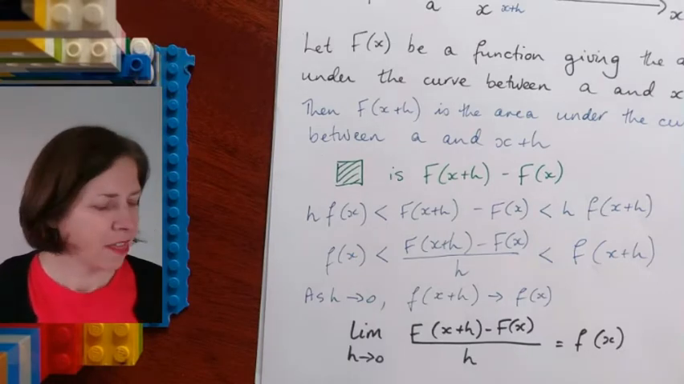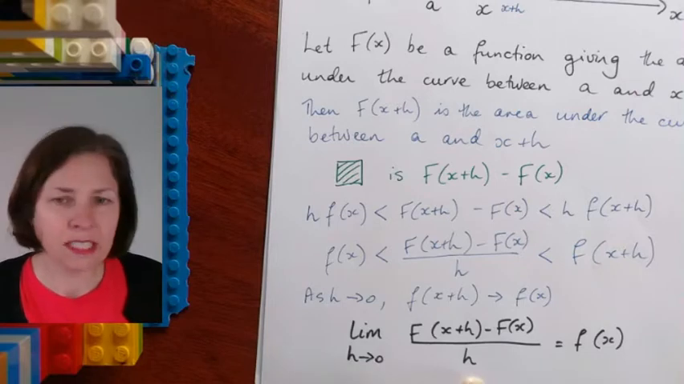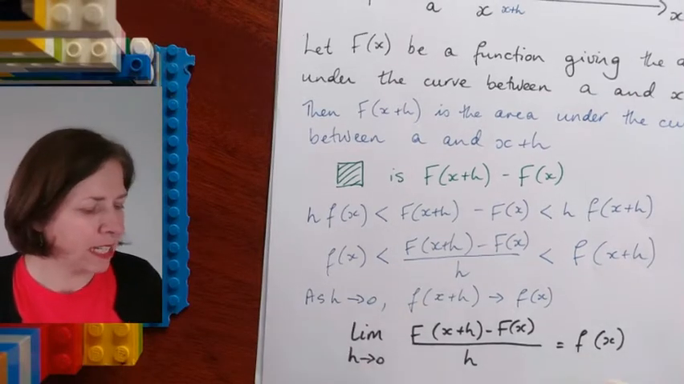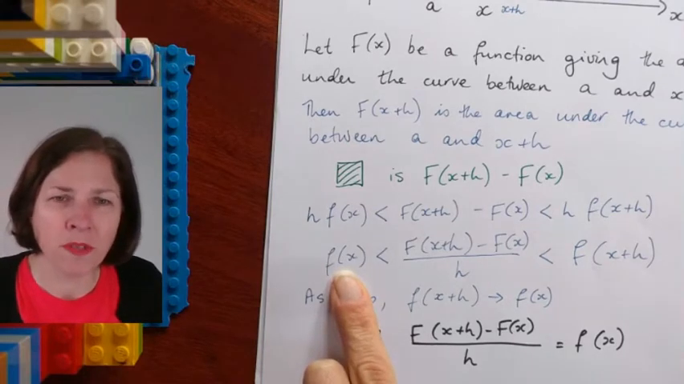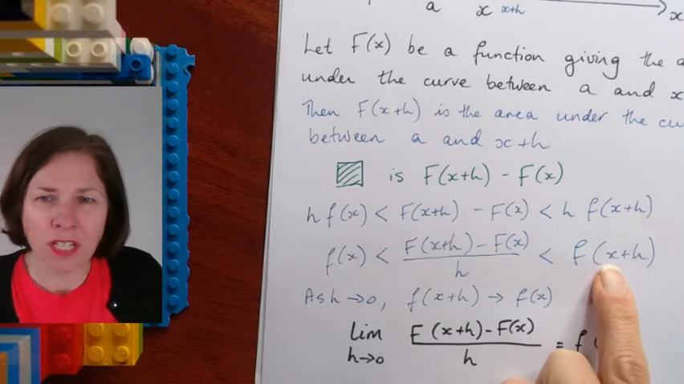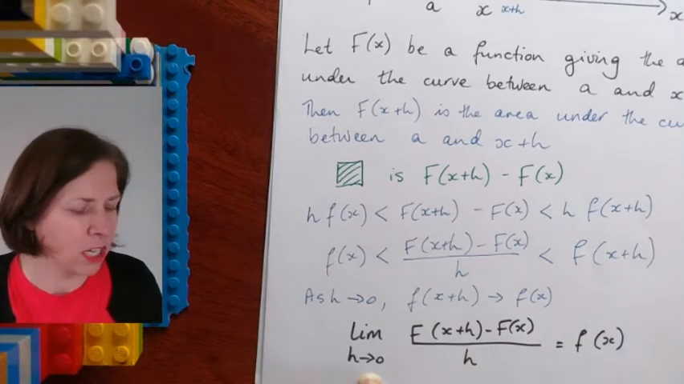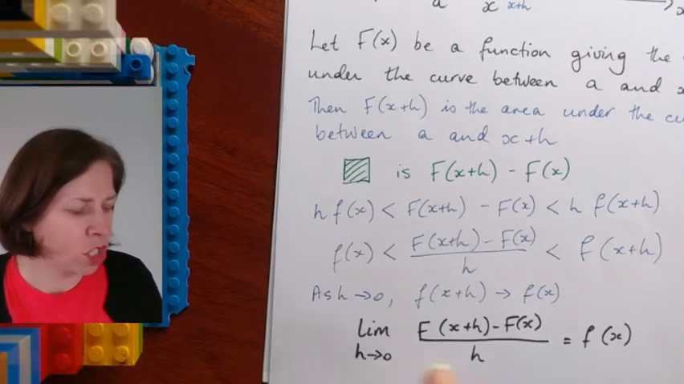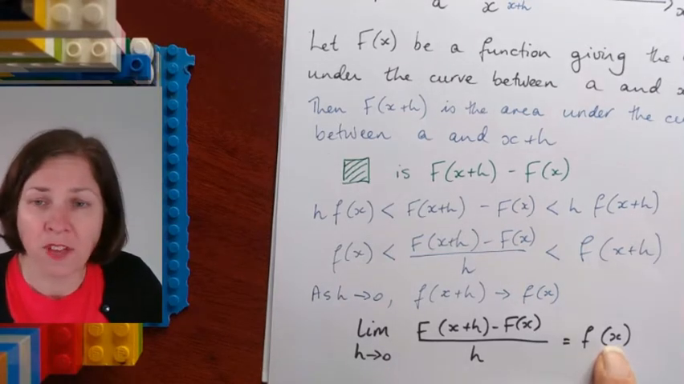So the limit as h approaches 0 of this expression is going to be f of x, because it's going to have f of x on it, it's going to be more than f of x, and it's going to be less than something that approaches f of x. Now remember, the definition of a limit is the value that this will approach as h approaches 0. So it is going to approach f of x, therefore the limit equals f of x.